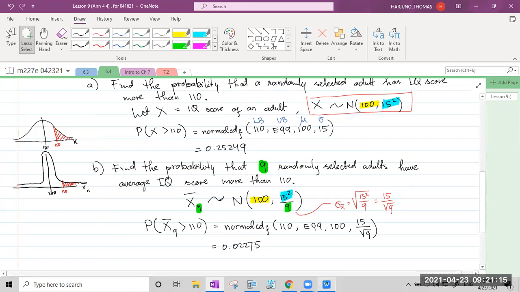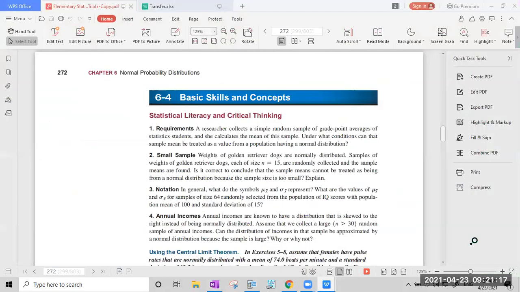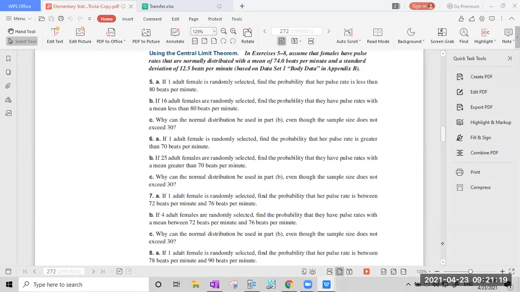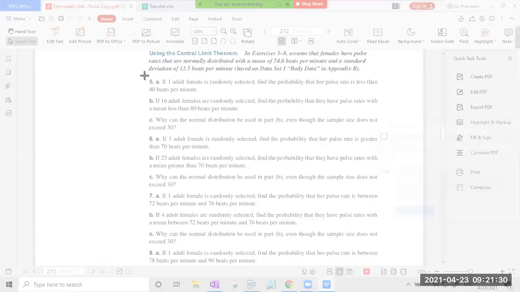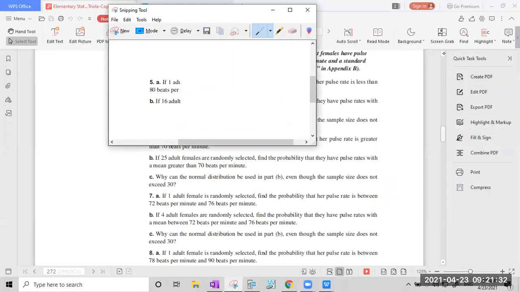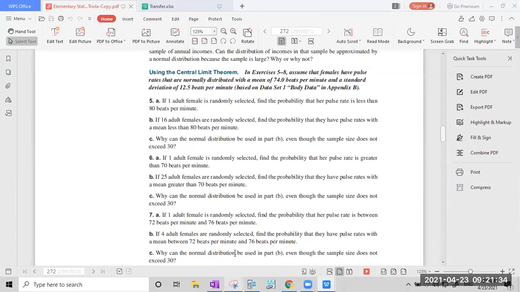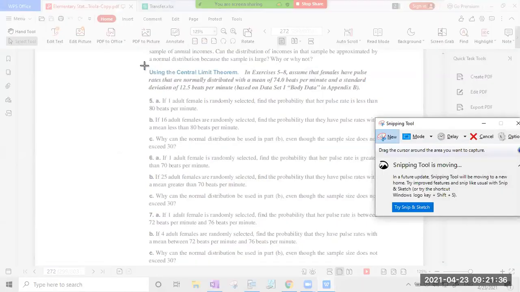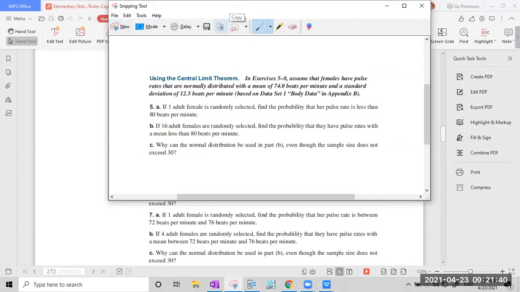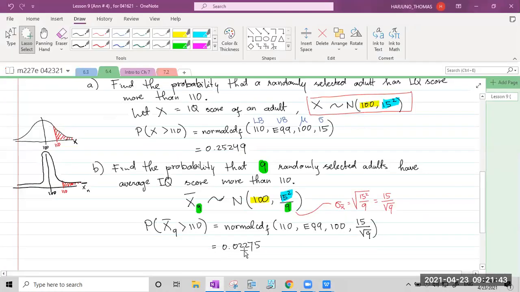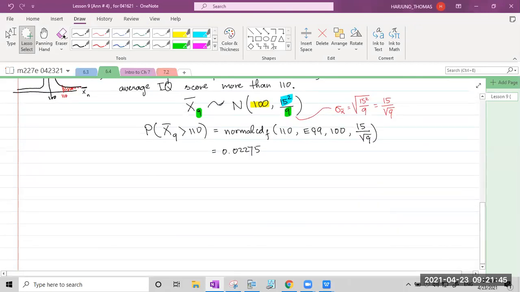Okay, now let's do a couple problems from our textbook. I believe I did even numbers before. Let's do odd numbers right now. Give me a second. Let me screenshot this number. Hold on, not this one. I will start from here. Number 5, using central limit theorem, number 5 to number 8.